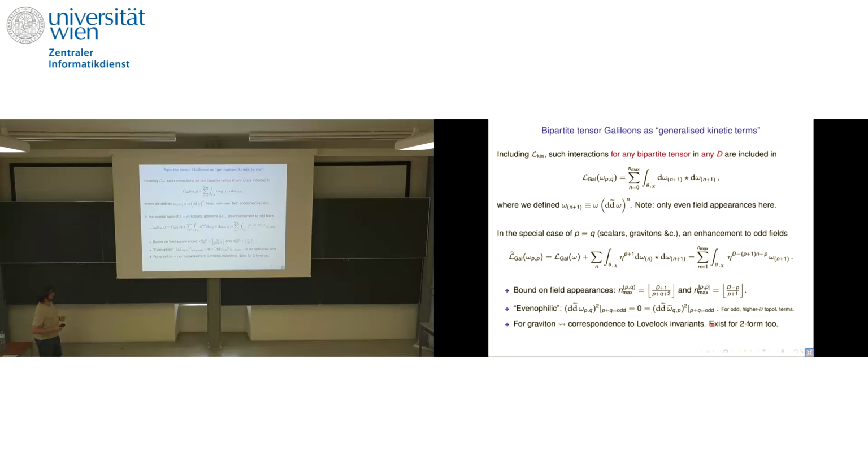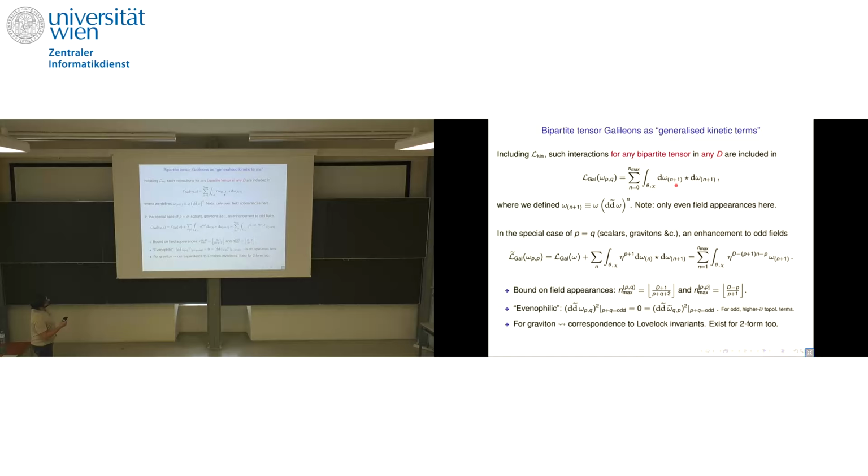So I'm still talking about bipartite tensor fields, and I will call them tensor Galileons. So essentially, we give, in quotation marks, the interpretation of this being sort of some generalized kinetic terms eventually. In which sense? So including the kinetic term that I described before, these interactions for any P, Q bipartite tensor in any dimension, they are included in this formula here. So it's a finite sum from n equals 0, which gives the kinetic term, to a maximum value of n that I will discuss shortly, of some quadratic stuff here, which uses the inner product with the generalized Hodge operator.